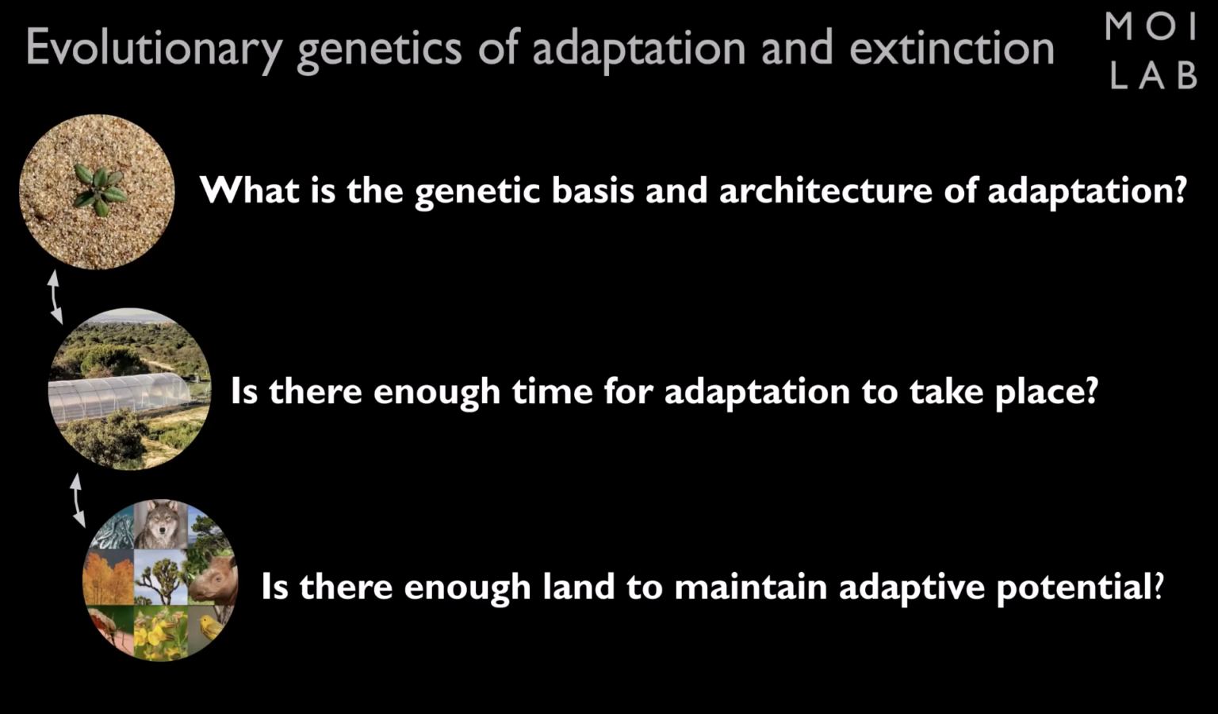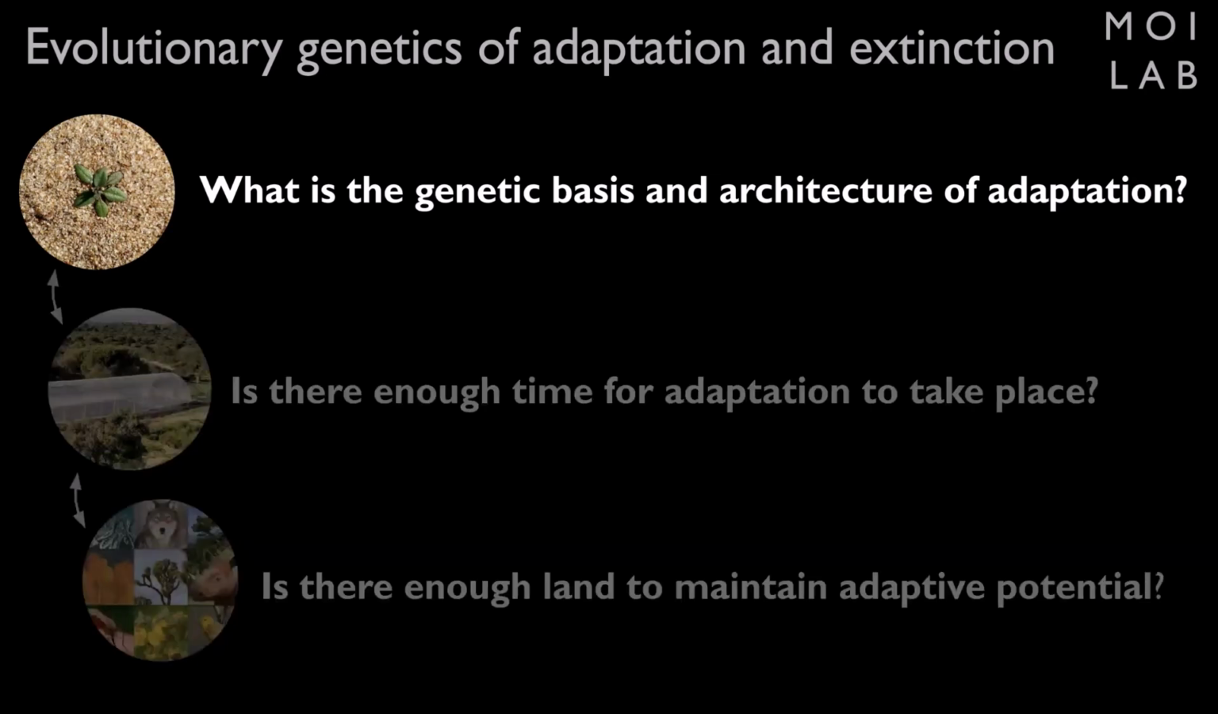And I think that there are some key questions to be asked that are evolutionary questions that I'm going to try to ambitiously address today, such as what is the genetic basis that is standing in a species and the genomic architecture of adaptation to an extreme environment, for instance, one that could be faced with climate change? Is there enough time for adaptation to take place? That is, do we know if adaptation is really rapid enough in the order of a few generations? And is there enough land that we're maintaining to maintain enough genetic variation and adaptive potential for the future?